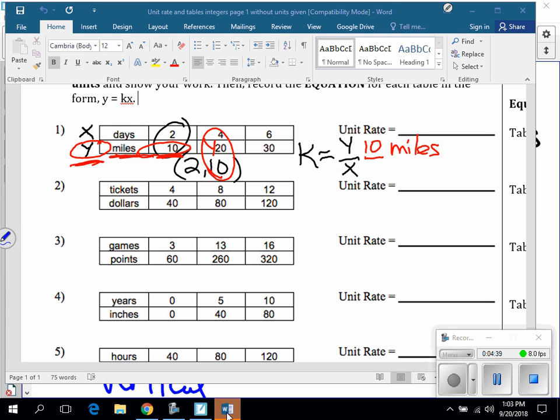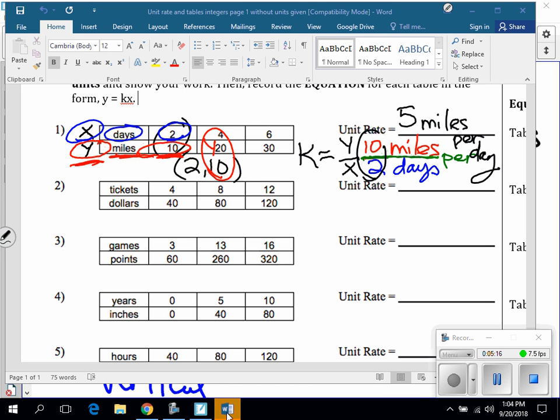Then I'm going to fill in the x. X represents days, and the number that goes with the x is 2. So I'm going to write days. And recall that the word that I put in between is the word per. And then to find the unit rate, you divide. So 10 divided by 2 is the same thing as saying half of 10, and the answer would be 5. 10 divided by 2 is 5. And we also need to record the units. So it's 5 miles per day is the unit rate.